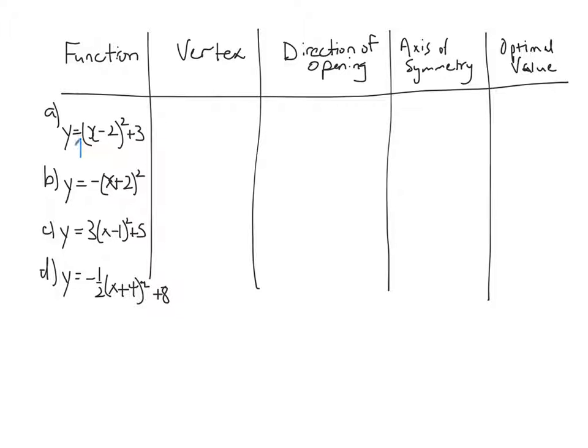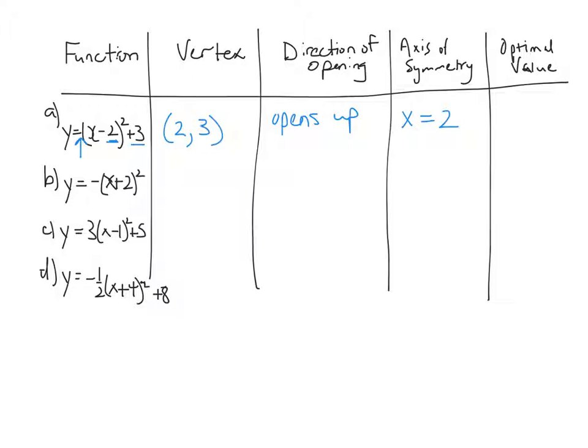If I look at this very first one, I'm noticing that the value in front of the bracket is just a +1, so that tells me right away that my direction of opening is up. So I'm going to put that it opens up in this part of the chart. For the vertex, we know that the h coordinate is 2, so the x coordinate of our vertex would be 2. And then we have a plus 3 on the end, so the y coordinate of the vertex is 3.